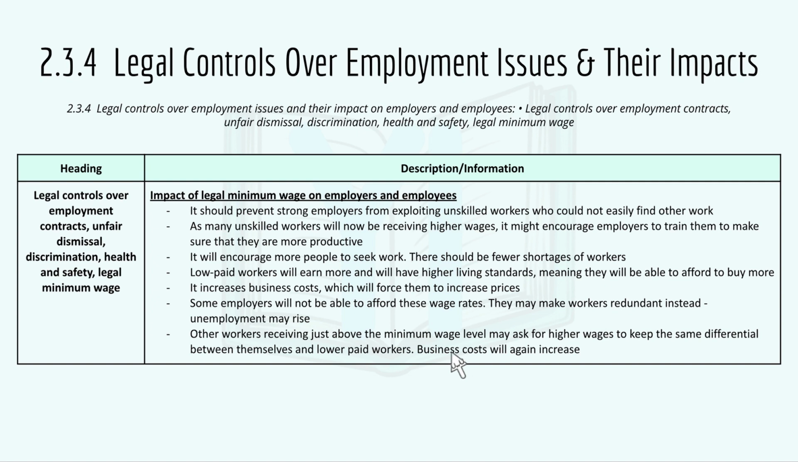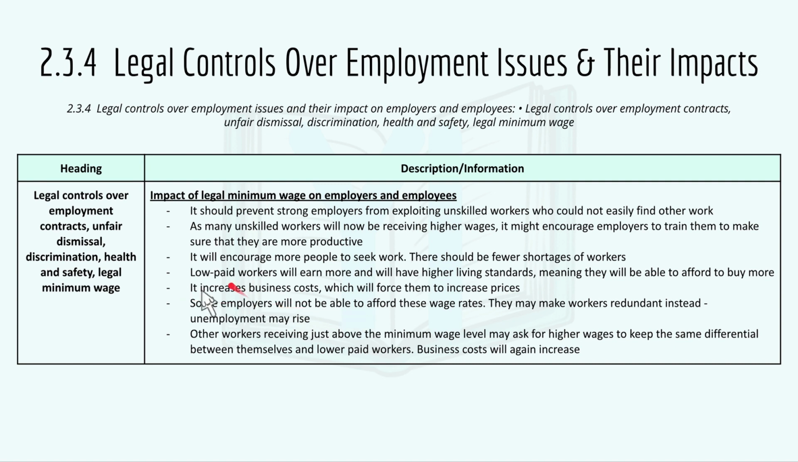And the impact of legal minimum wage on employers and employees. Number one, it should prevent strong employers from exploiting unskilled workers. Number two, as many unskilled workers will now be receiving higher wages, it might encourage employers to train them to make sure they are more productive. Number three, it will encourage more people to seek work, and there should be fewer shortages of workers. Number four, low-paid workers will earn more and will have higher living standards, meaning they will be able to afford and to buy more stuff.